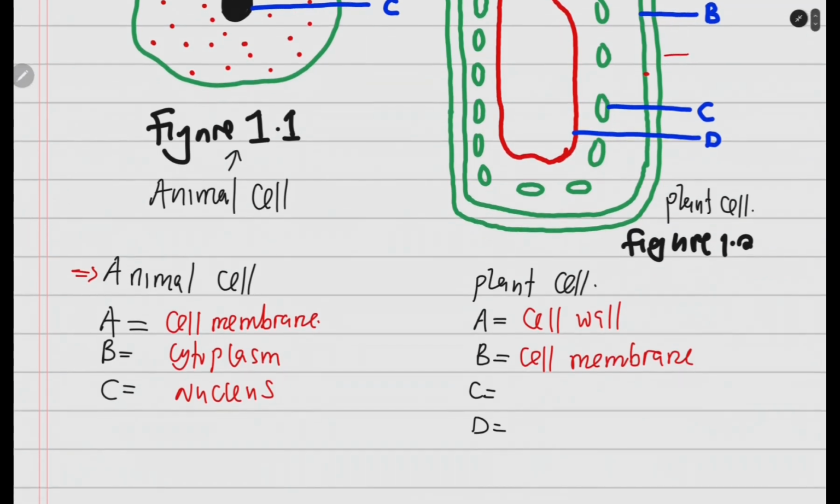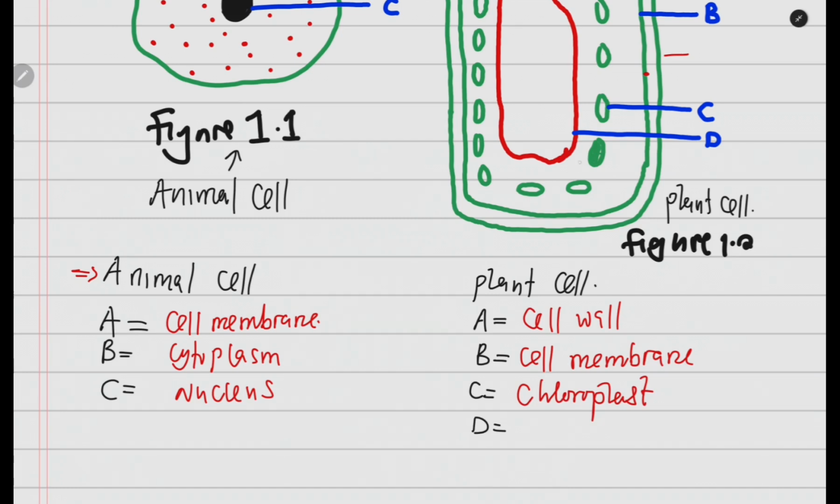Then this circular one, which I should have shaded green, since we are just pointing at one, is what we call the chloroplast. Then we have D. What is D?